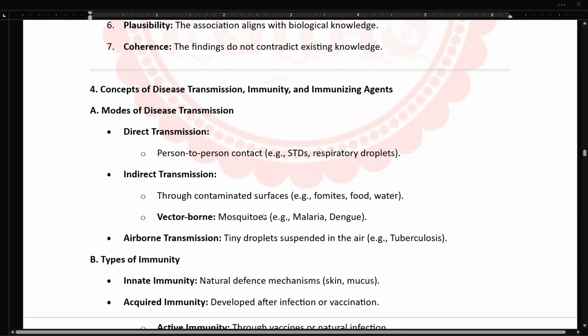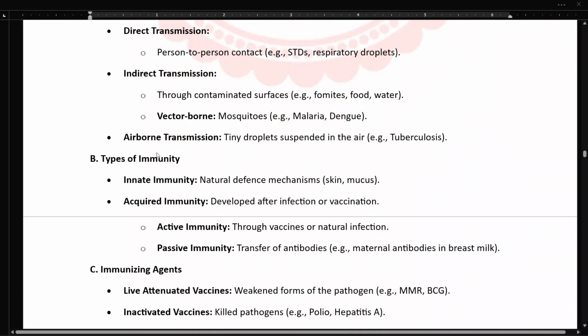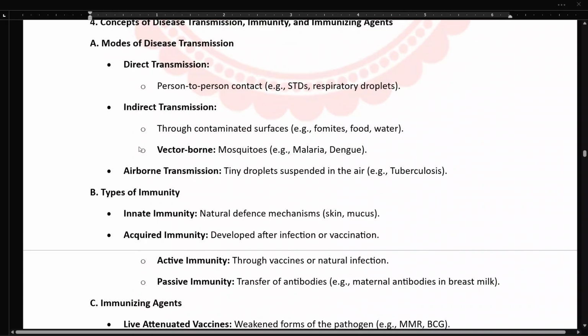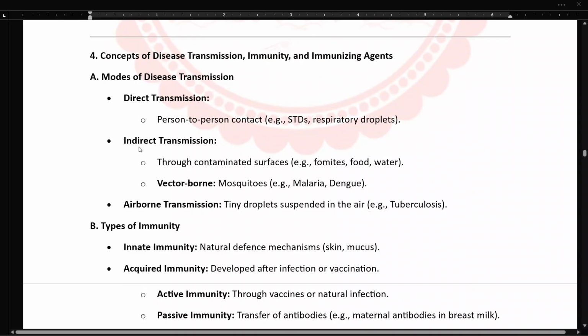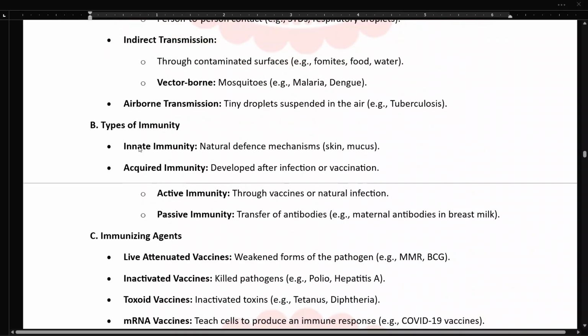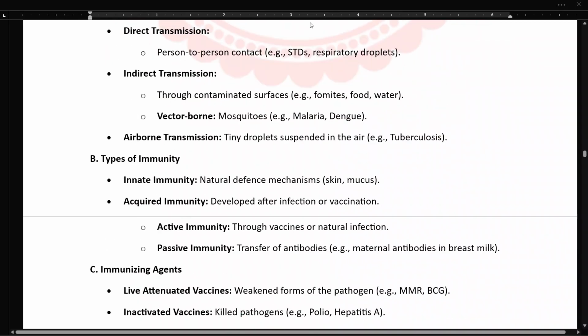Vector-borne, like mosquito-related, malaria, dengue. Airborne transmission, like tiny droplets suspended in the air, example tuberculosis. Then we have types of immunity. So one is innate immunity, one is acquired.